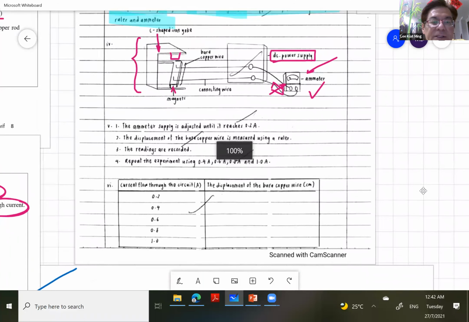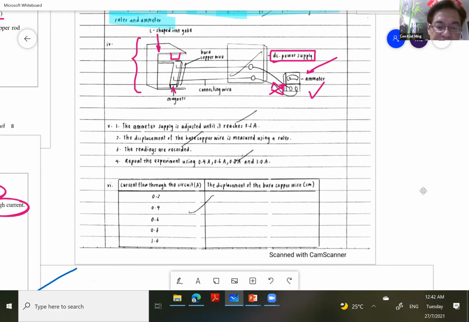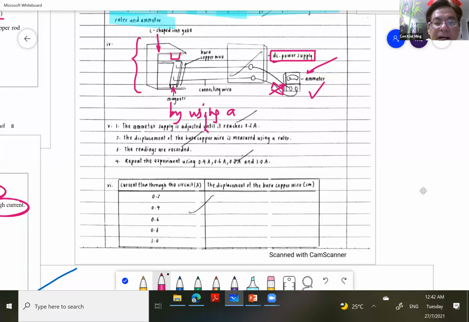All right, the ammeter supply is adjusted. You see, this student didn't know what to write to adjust. It's adjusted by using a rheostat. Okay, you continue by using a rheostat. Arus dalam litar diselaraskan dengan menggunakan rheostat, supaya arus yang mengalir melalui litar mencapai 0.2 ampere. So we start with 0.2 first. So understood, the manipulated variable will be the current that flows in the circuit. Clear? Alright, after that, this is your first sentence.